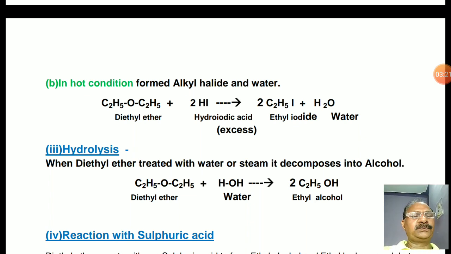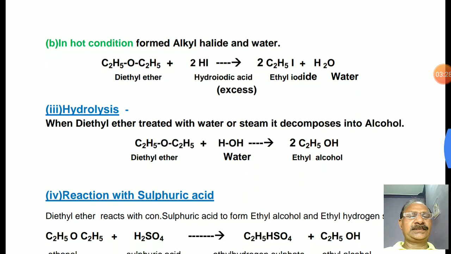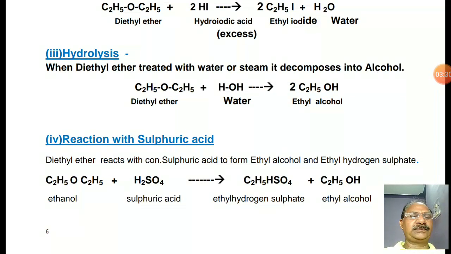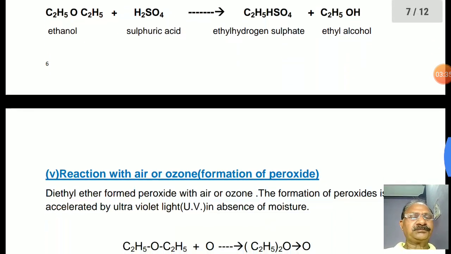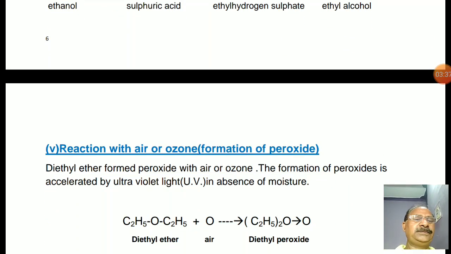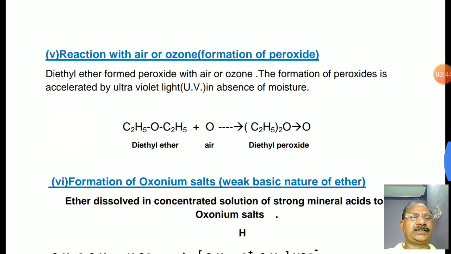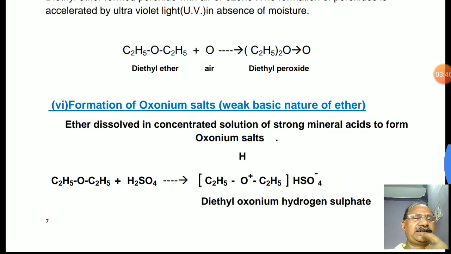The third important reaction is hydrolysis. Due to hydrolysis of diethyl ether, it decomposes into 2 molecules of ethyl alcohol. The fourth reaction is reaction with sulfuric acid. It reacts with sulfuric acid to form ethyl hydrogen sulfate. The fifth reaction is with air or ozone. With air or ozone, diethyl ether forms peroxide. Formation of oxonium salt: the ether dissolves in concentrated solution of strong mineral acids to form oxonium salts.